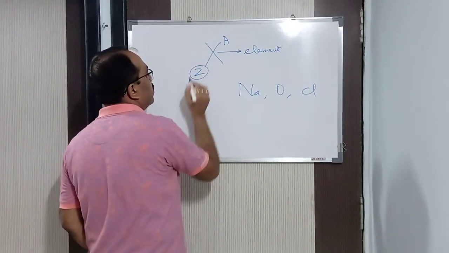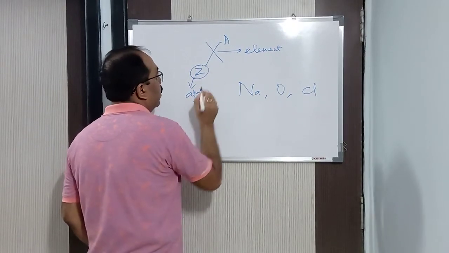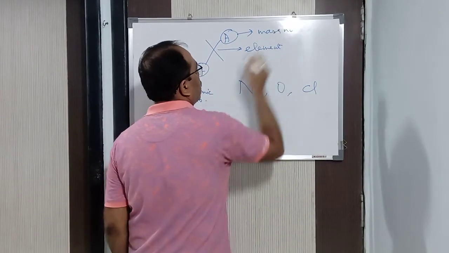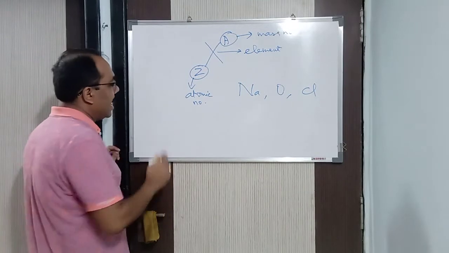And here this is nothing but your atomic number. Z stands for atomic number, and A stands for mass number. Clear? A stands for mass number.